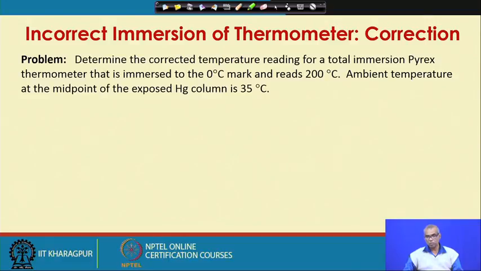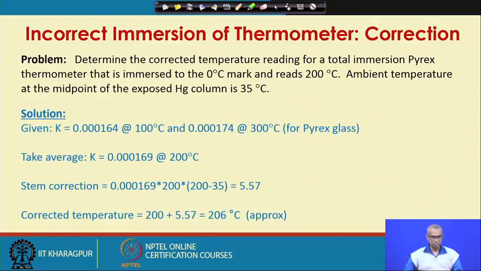So, basically all the information is given. We need to know capital K, which is the net thermal expansion coefficient. Those values have been indicated in the previous slides. Capital N and T measured minus T exposed. So, the K values are given at 100 degree Celsius and 300 degree Celsius. We are talking about 200 degree Celsius, so we can approximately take the average.